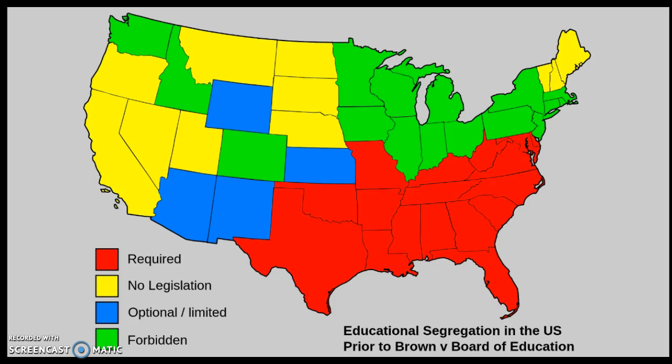As we said, in the South, segregation was required, which is indicated by the red. In the North, including Wisconsin, where segregation was looked down upon, most states created legislation which forbade segregation. In some northern states, there was no legislation which was put in place. Out west, states had either no legislation on segregation, had forbidden segregation, optional segregation, or limited segregation, but there were no states which required segregation.